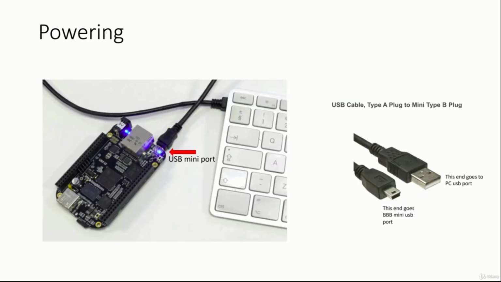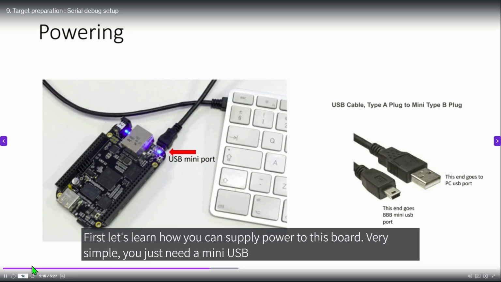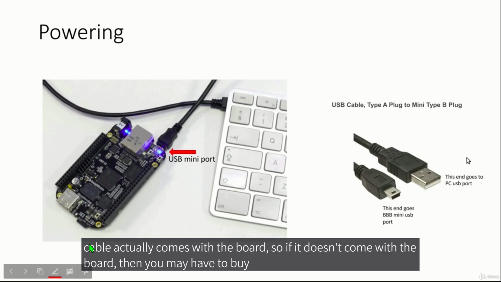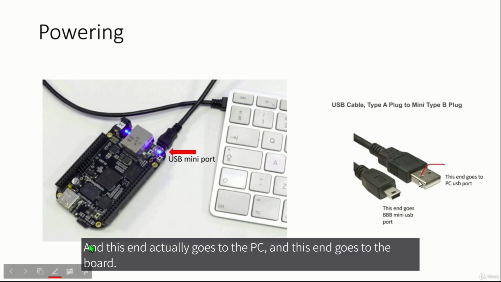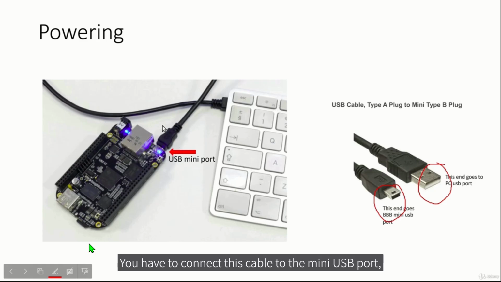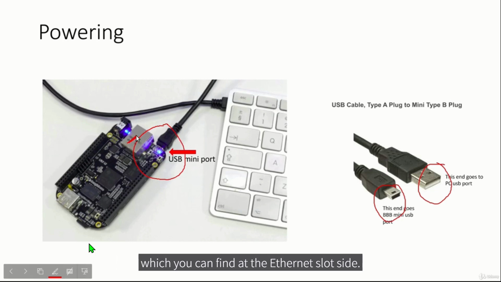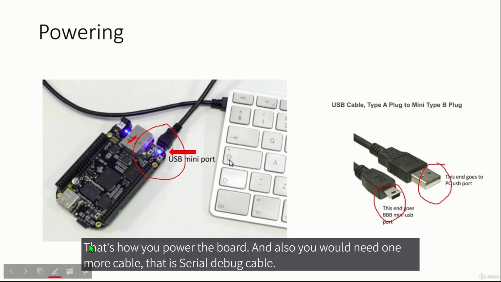Let's move forward. First, let's learn how you can supply power to this board. Very simple, you just need a mini USB cable. This mini USB cable actually comes with the board, so if it doesn't, then you may have to buy one. This end goes to the PC and this end goes to the board. You have to connect this cable to the mini USB port, which you can find at the Ethernet slot side. That's how you power the board.